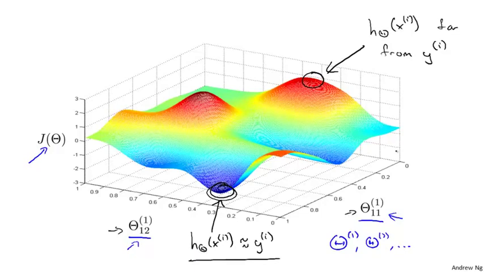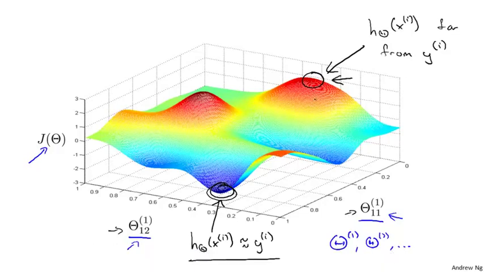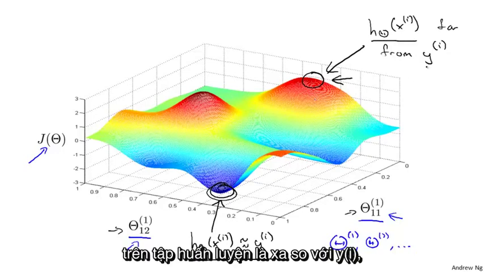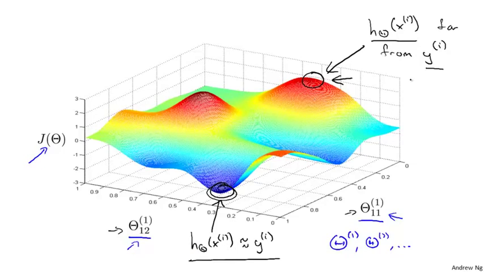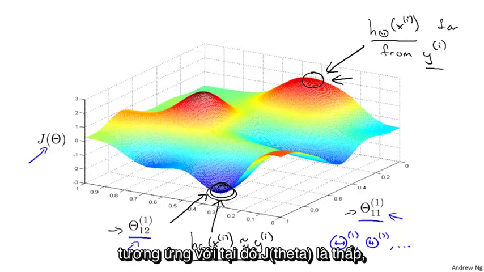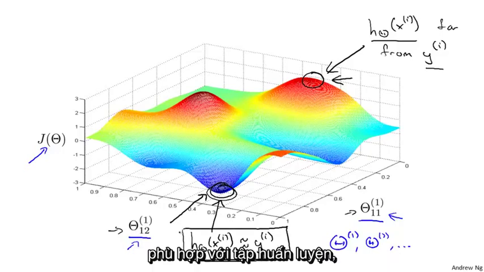So points like this on the right correspond to where the neural network is outputting values on the training set that are far from y(i), so it's not fitting the training set well, whereas points like this with low values of the cost function correspond to where J of theta is low and therefore correspond to where the neural network happens to be fitting my training set well, because this is what's needed to be true in order for J of theta to be small.